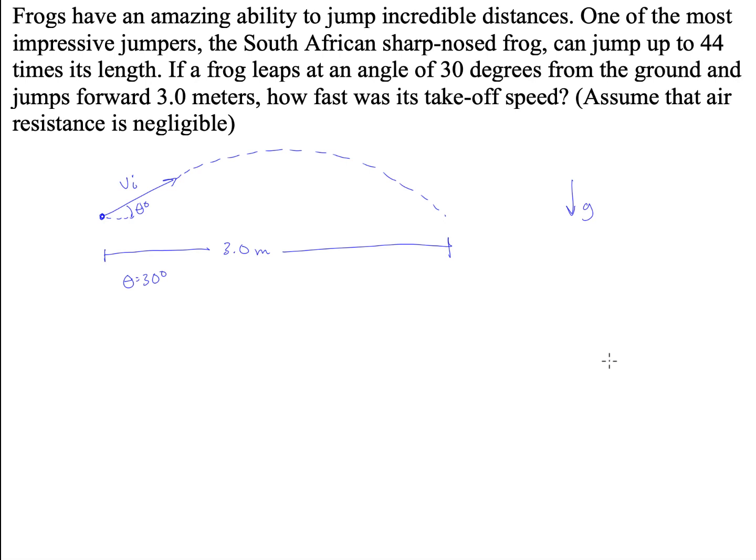But there's one piece of information that ties the horizontal motion and the vertical motion together. Do you know what that is? It's time, because the frog travels vertically for the same amount of time that it travels horizontally.